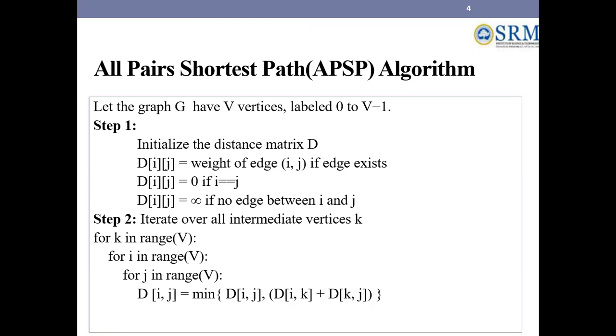If the path through K is minimum, then that new value is taken as the shortest distance between I and J. If the new value through K is more, the old value D of I comma J is taken as the distance between I and J. So the simple algorithm, 3 for loops, finds the distance between I and J, which is the minimum of D of I comma J and the path through intermediate node K, I to K, K to J. So we take the minimum distance, that is the current optimal value.